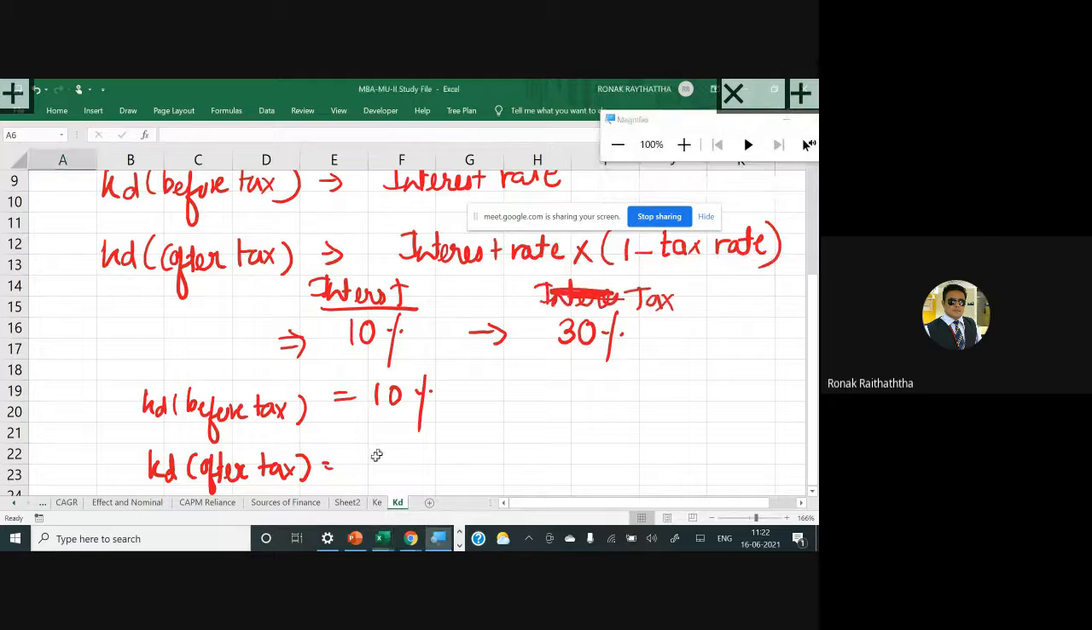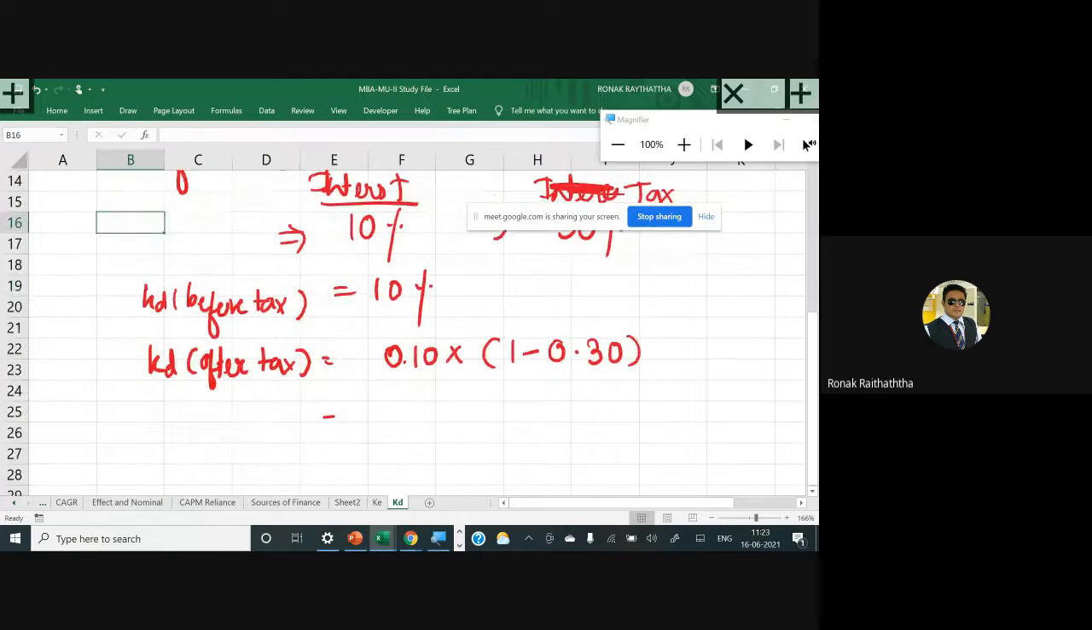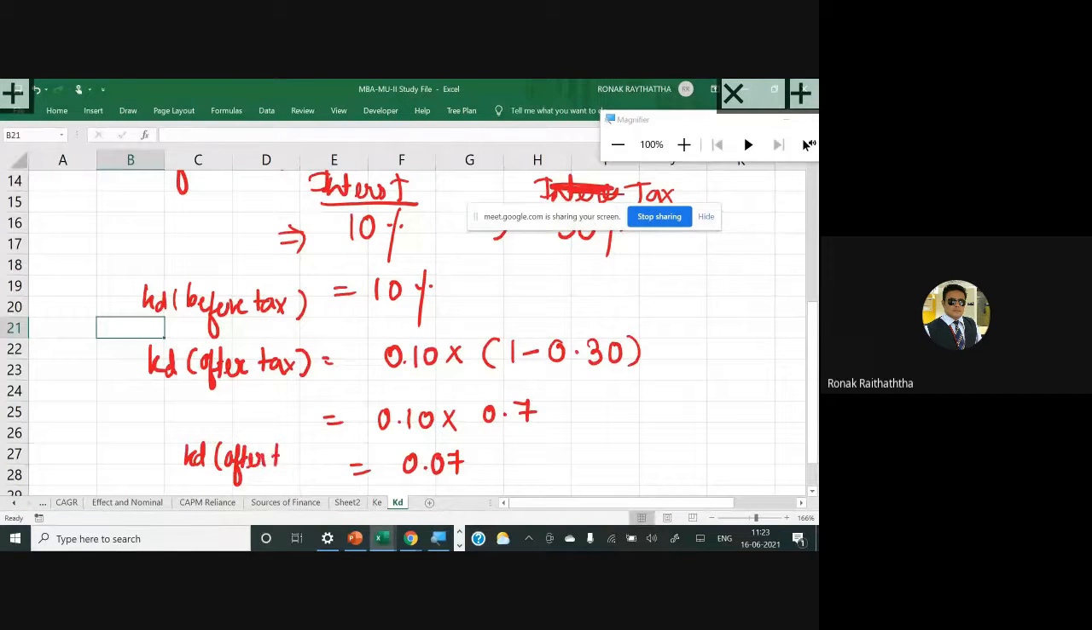So I'm just writing 0.10 for better calculations. You write it in decimal. It is always advisable to write the percentage in decimal during the calculations. When you get the final answer, at that time you may convert that into a percentage. So 0.10 multiplied by 1 minus tax rate. What is the tax rate? 0.30. So 0.10 multiplied by 0.7. So you get 0.07. So that is KD after tax.